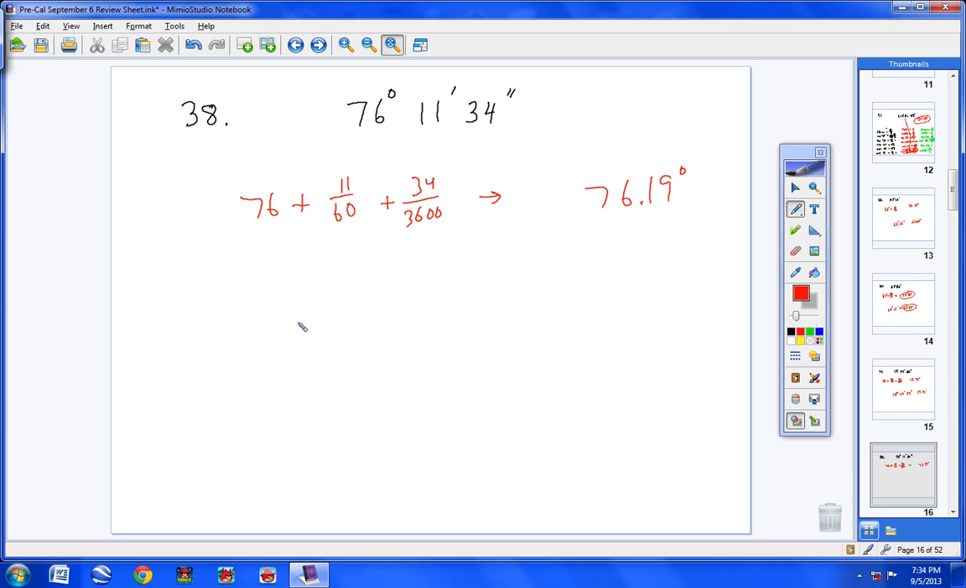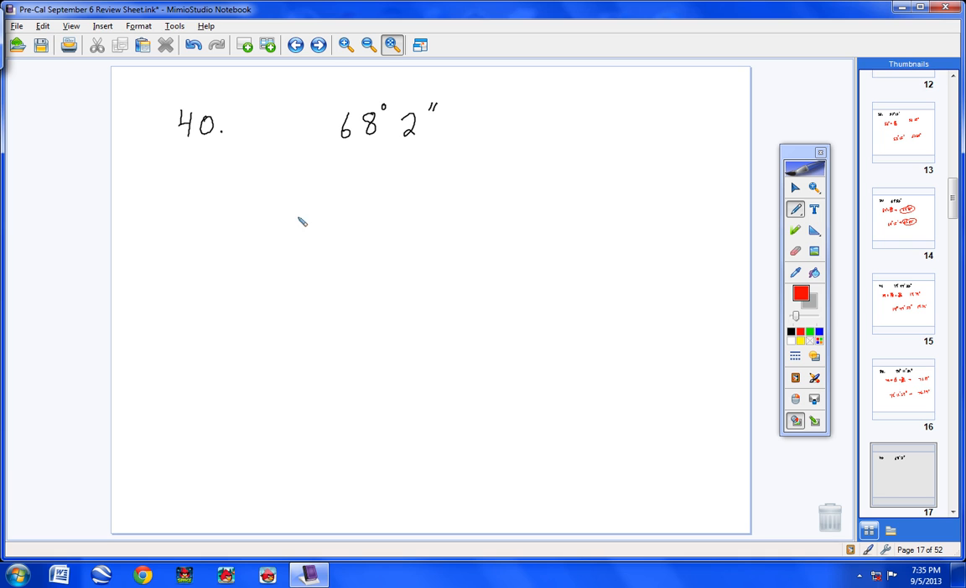The other way, of course, is to hit 76. Then second apps, option 1, circle will pop up, then type in 11. Second apps, option 2, this line will pop up, then type in 34. And then alpha plus sign, and these two will pop up, and then hit enter. And you'll get the exact same thing, 76.19 degrees.